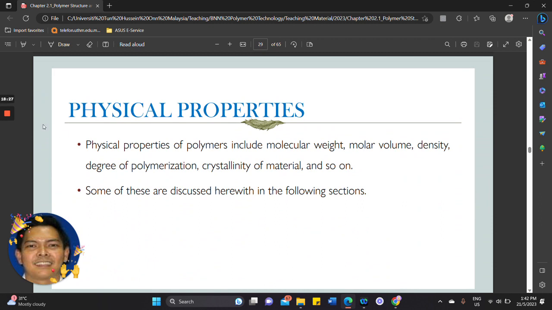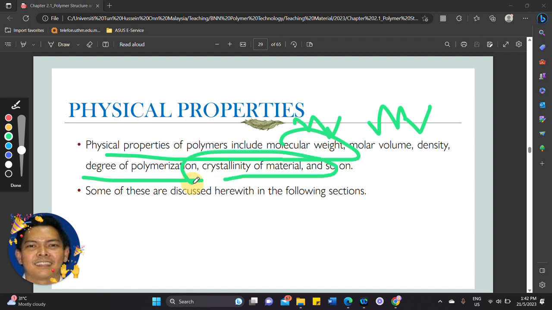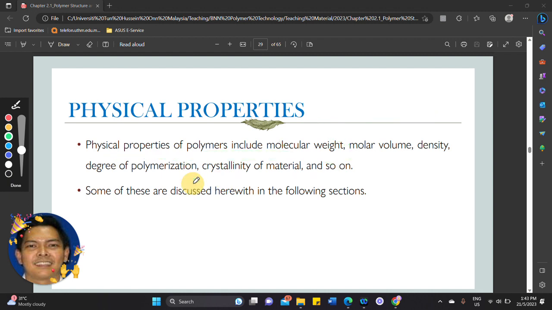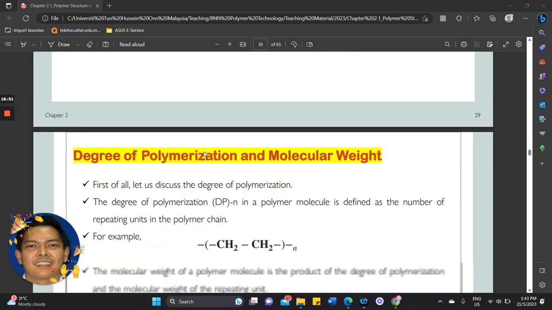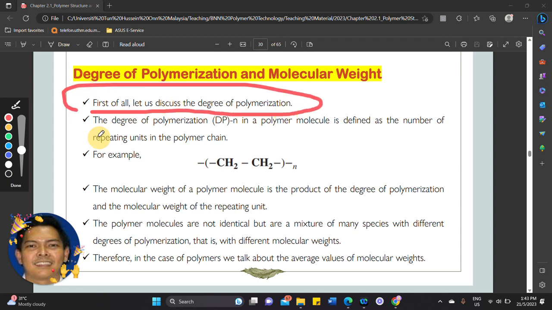Okay, so we venture into the next subtopic, which is the physical properties. The physical properties of polymers include molecular weight (Mw), molar volume (Mv), density, degree of polymerization, crystallinity of the material, and so on. Some of these are discussed in the following topics. Degree of polymerization and molecular weight. First of all, let us discuss the degree of polymerization.